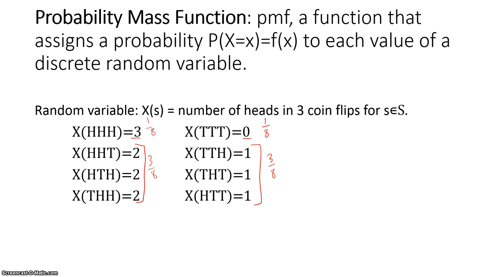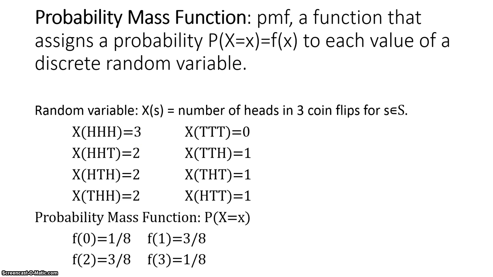So if we write out our probability mass function, it should look like this. And remember, our probability that X equals little x, that's our PMF, f of little x.